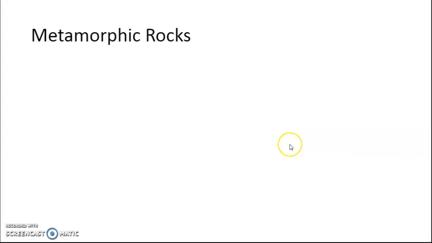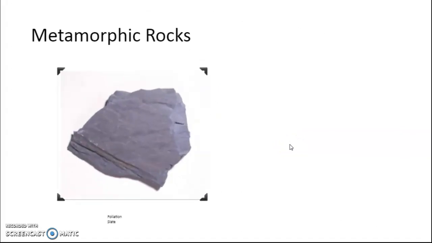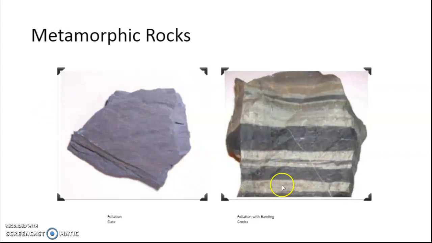That's one of the characteristics that you'll see in a metamorphic rock, especially when they're formed due to pressure. Here is slate. You can see the different lines that are formed within the rock. And this is another rock called gneiss, and you can clearly see the light and dark banding.